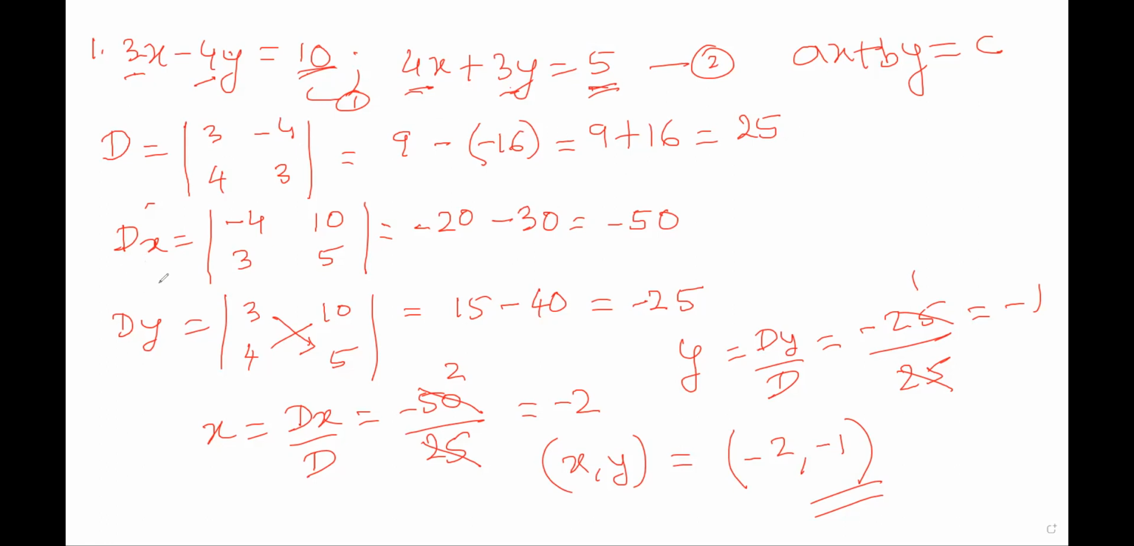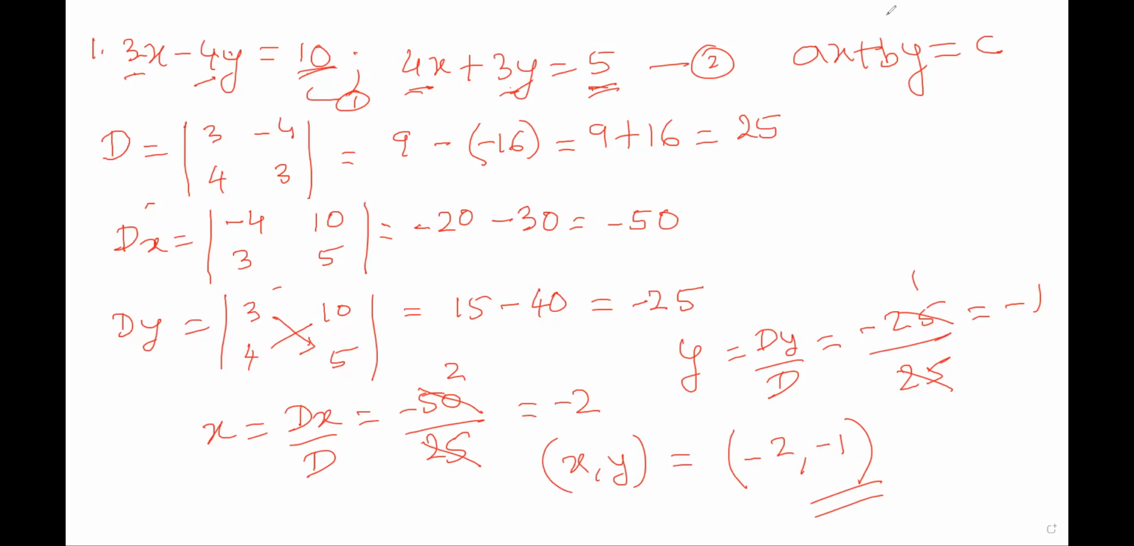Similarly, Dx would be the coefficient of y and the number. So minus 4, 10 and 3, 5, and you get minus 50. Once you get Dy also, then it's a matter of dividing Dx by D, and you get minus 2. Y is equal to Dy upon D, which is minus 1. Is that clear? Hopefully it is clear now. We'll do more examples, so it will be more clear to you.